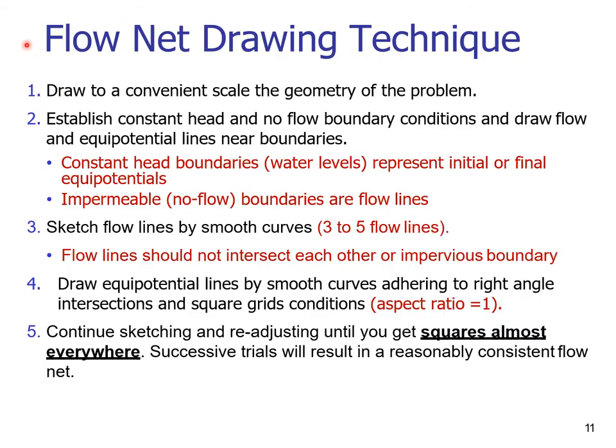Flow net drawing technique. Draw to a convenient scale the geometry of the problem. Establish constant head and no flow boundary conditions and draw flow and equipotential lines near boundaries. Constant head boundaries, water levels represent initial or final equipotentials. Impermeable, no flow boundaries or flow lines.